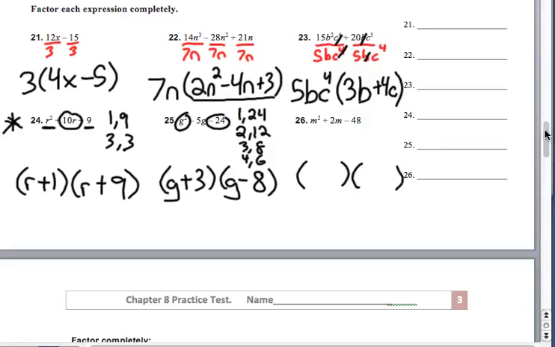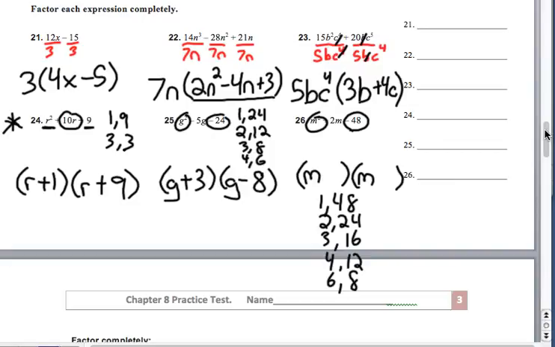26, quadratic trinomial. So m times m will give me that m squared. Oh, to get negative 48, so that has quite a list of numbers. So 1 and 48, 2 and 24, 3 and, let me check, just make sure I put the right thing up on the board. 48 divided by 3 gives me 16. 4 and 12, 5 doesn't work, 6 and 8. So here I have quite a few options of things that multiply to 48.